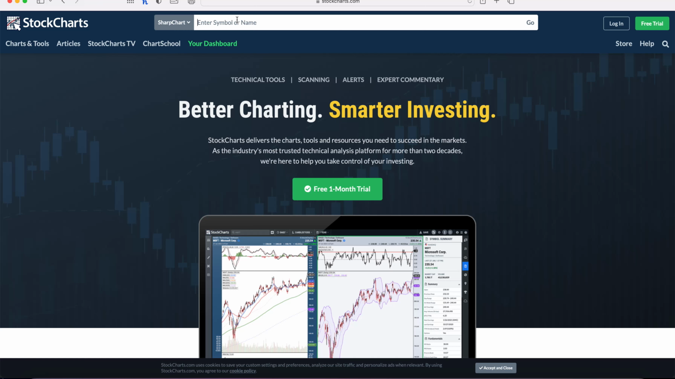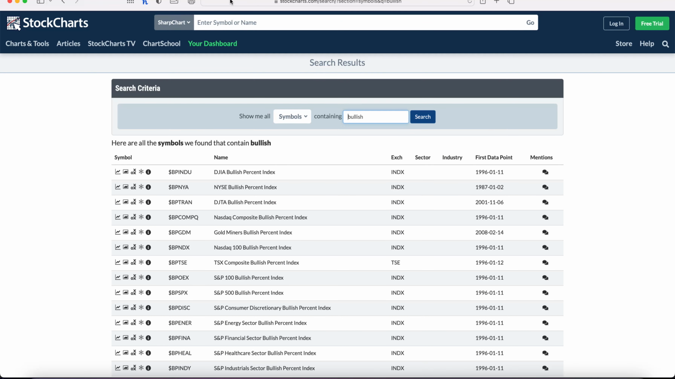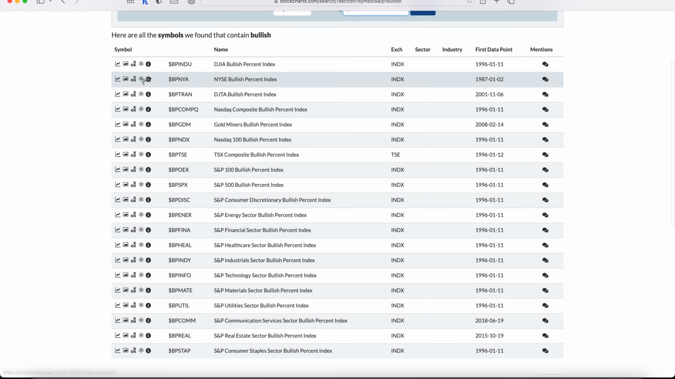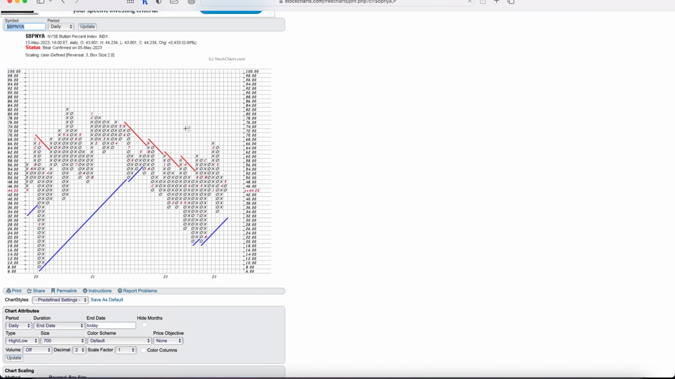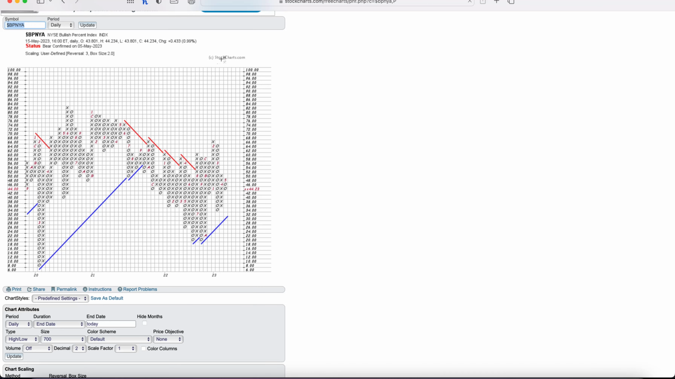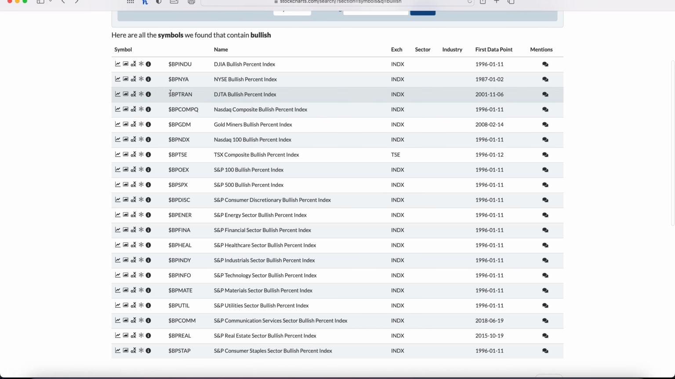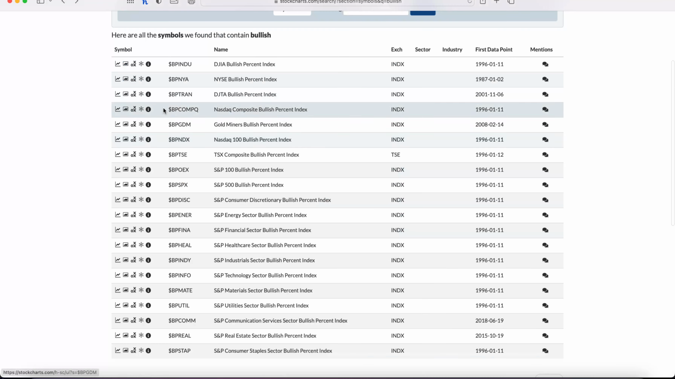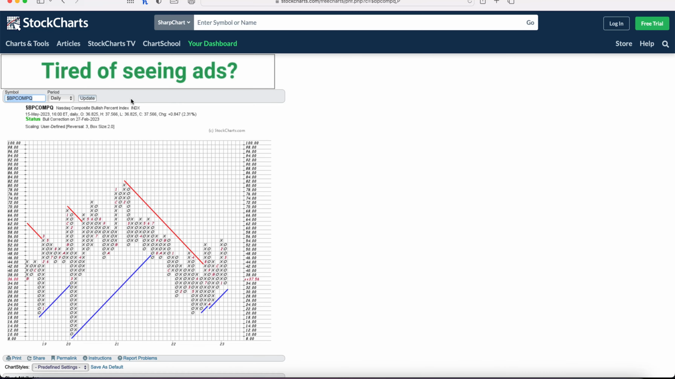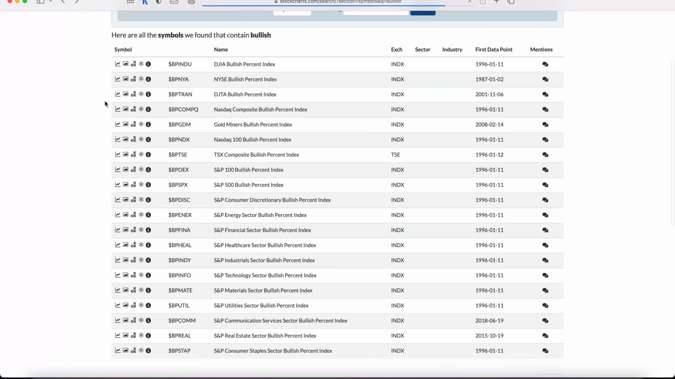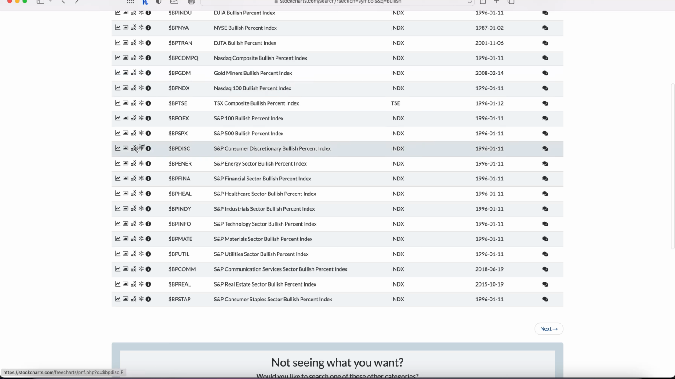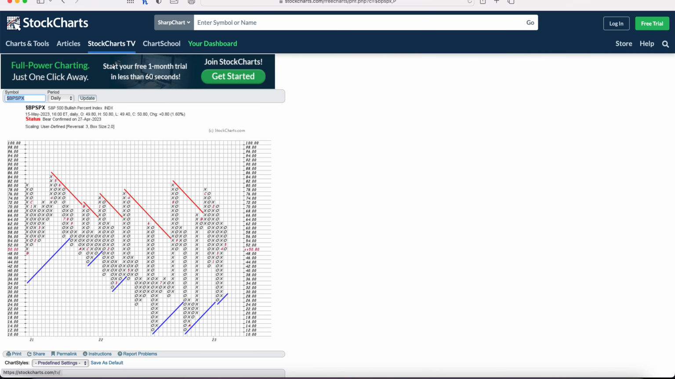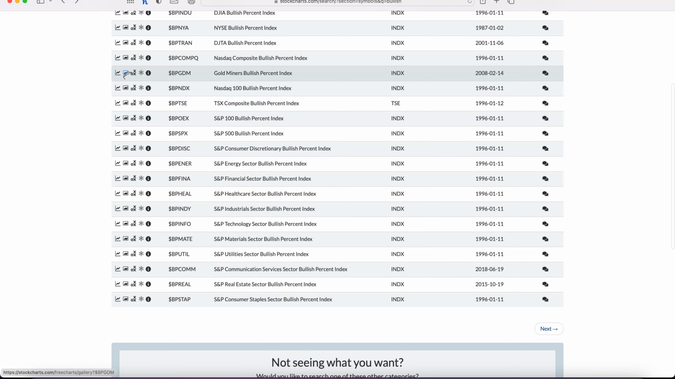Under the hood, look up the bullish percent indexes. Here's the NYA, up about 1% today. Transports probably didn't move. The NASDAQ, up 2.3% today. That's a big deal. The SPX, up 1.6. So we're seeing some under the hood bullish activity going on here.